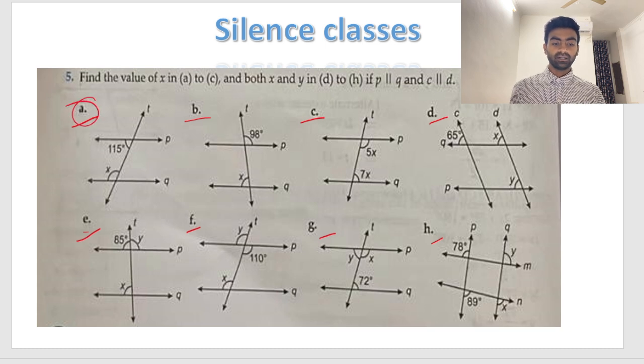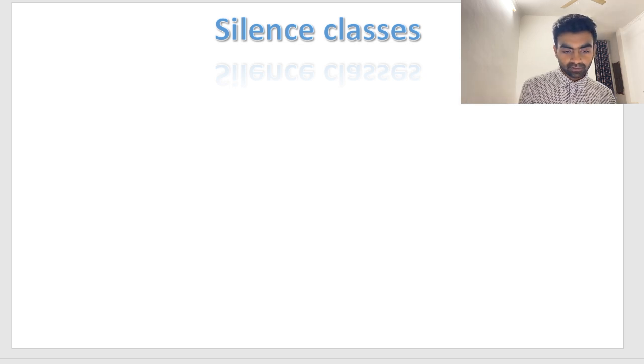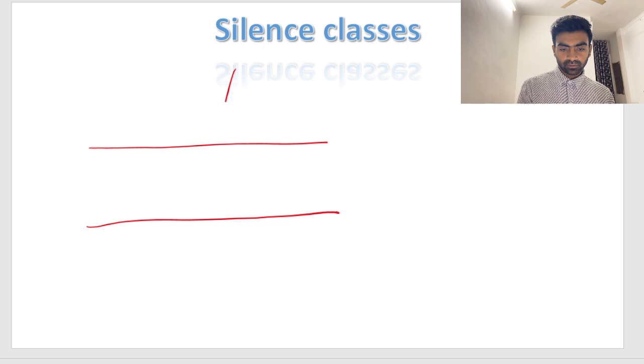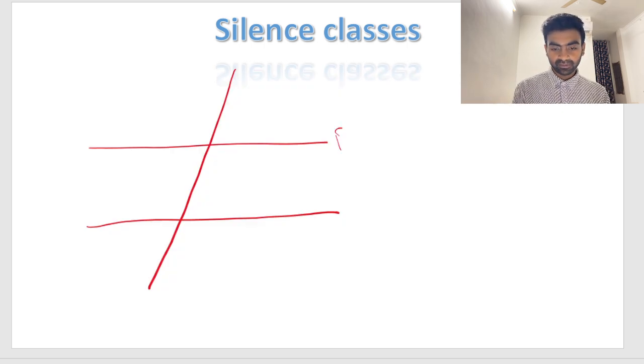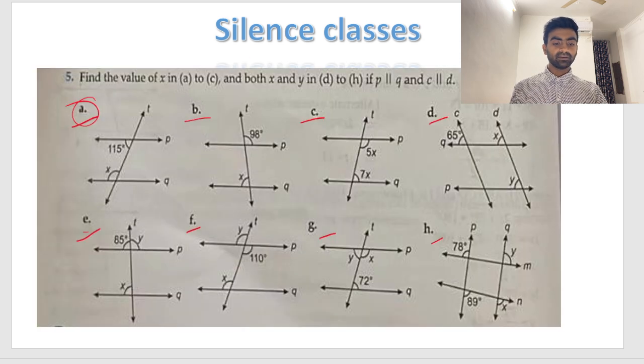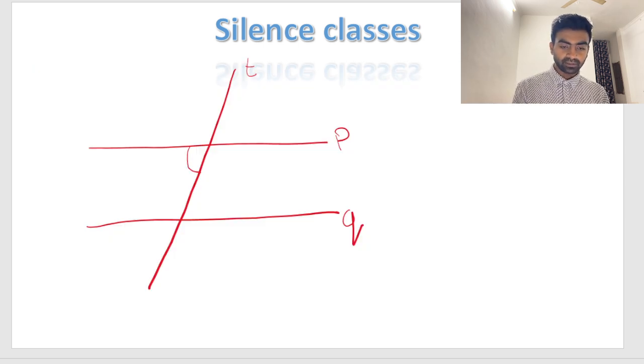Let's do the A part of this question and find out the value of x. So the diagram is like this. There are two parallel lines, this one is P, and this one is Q, and this is a transversal, that is T. It is given this one is 115 degree and this one is x. We have to find out the value of x in the question number A.